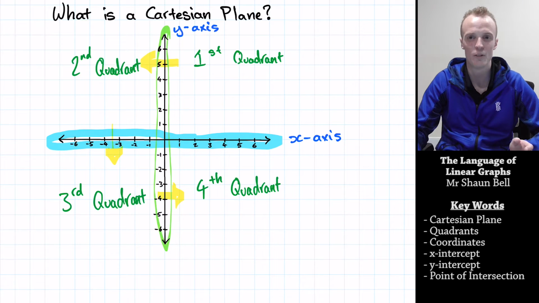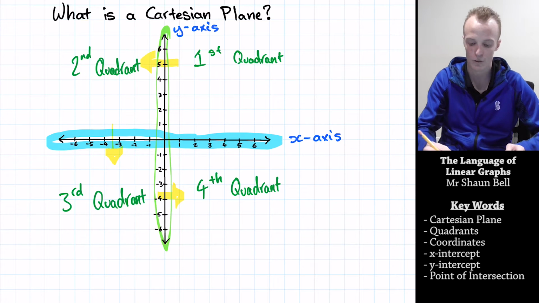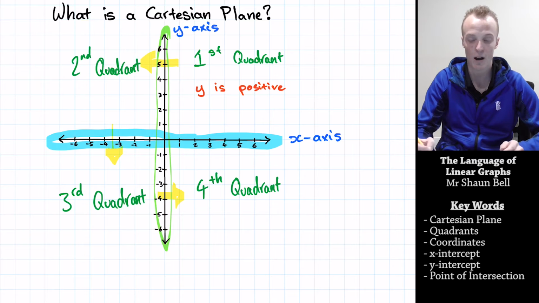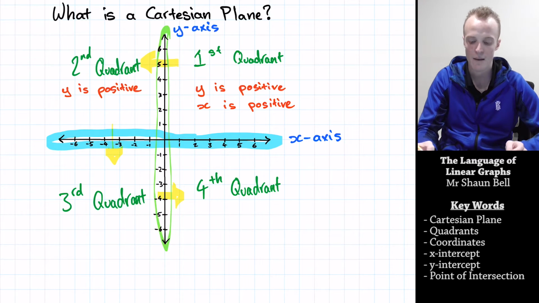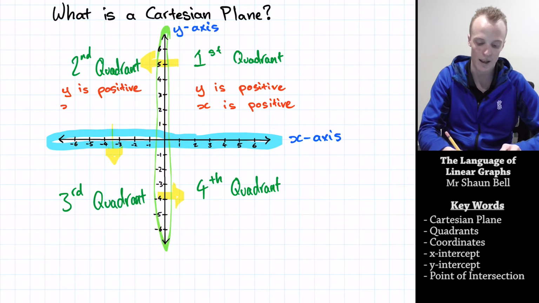So let's go through each quadrant and work out whether y and x is positive or negative. So in the first quadrant, the y is above the x-axis, so the y is positive, and the x is to the right of the y-axis, so the x is positive. In the second quadrant, the y is still above the x-axis, so the y is still positive. But the x is now on the left-hand side of the y-axis, so the x is negative.